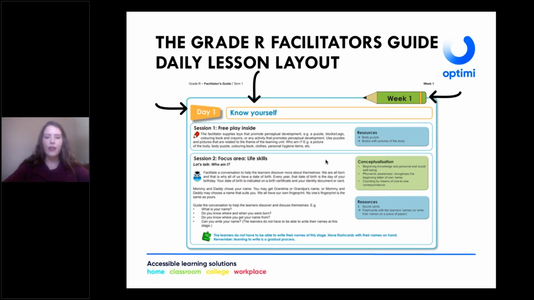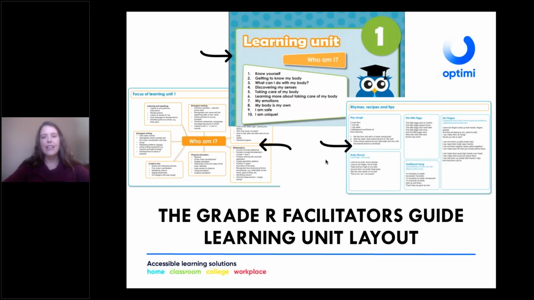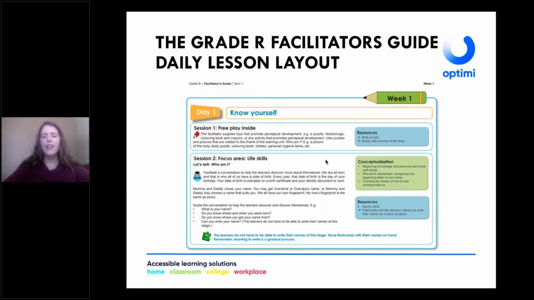So we know now, if we go back to our previous slide, that the main topic for this learning unit was Who Am I? But the subtopic for this specific day is Know Yourself. Okay, then you will see it has been divided into sessions. So your day has been divided into sessions for you, which also makes it a bit easier to facilitate the daily lessons and to ensure that you cover all of the areas in your day.